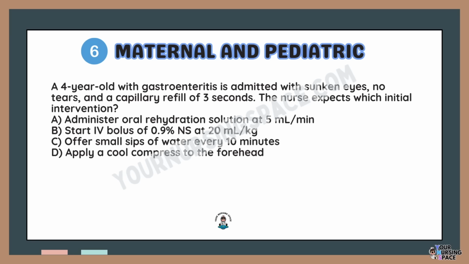Next, a 4-year-old with gastroenteritis is admitted with sunken eyes, no tears, and a capillary refill of 3 seconds. The nurse expects which initial intervention? A, administer oral rehydration solution at 5 milliliters per minute. B, start an IV bolus of 0.9% normal saline at 20 milliliters per kilogram. C, offer small sips of water every 10 minutes. D, apply a cool compress to the forehead. The answer is B, start an IV bolus of 0.9% normal saline at 20 milliliters per kilogram.